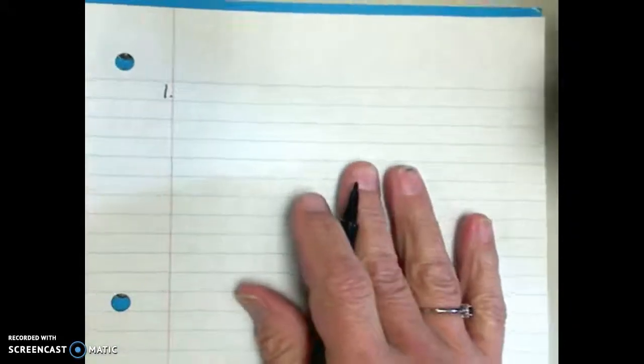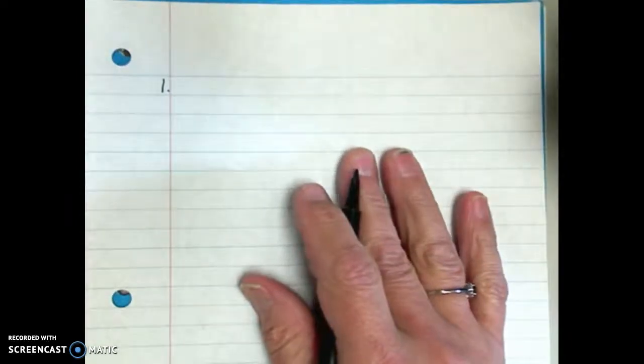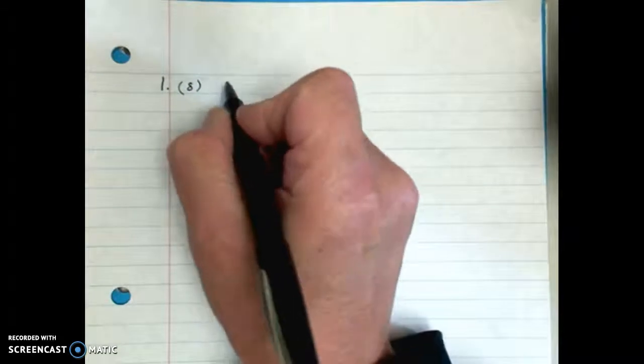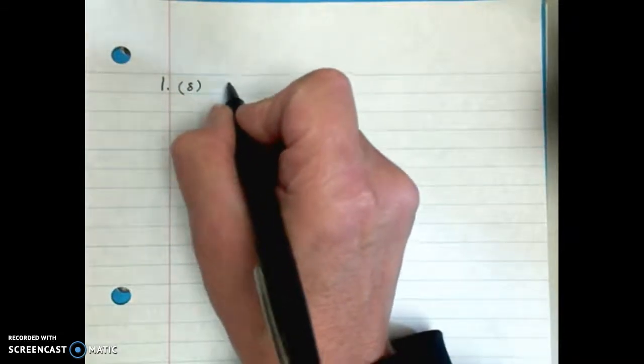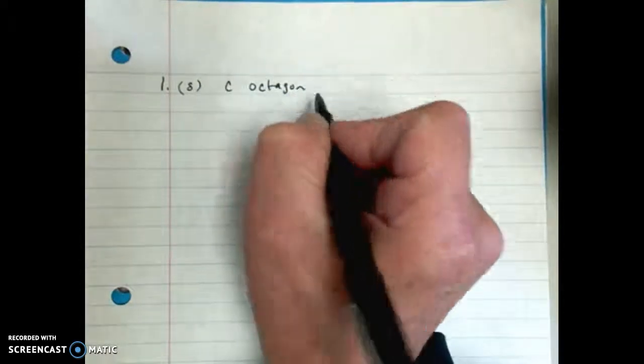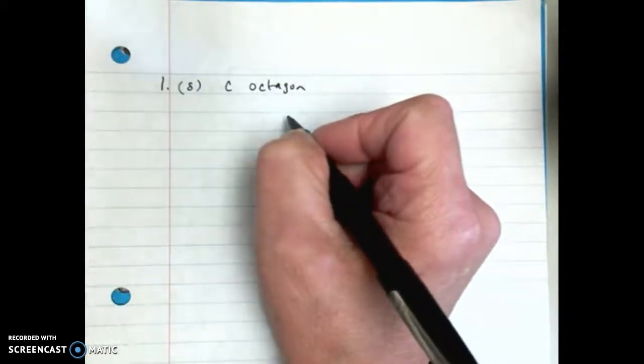Number 1, we want to match the polygon with its correct classification, or by classification we mean its correct name. For the first one, we have to count up the sides: 1, 2, 3, 4, 5, 6, 7, 8 sides. Since it has 8 sides, we know that this is letter C, an octagon. And make sure you spell that correctly, so octagon.